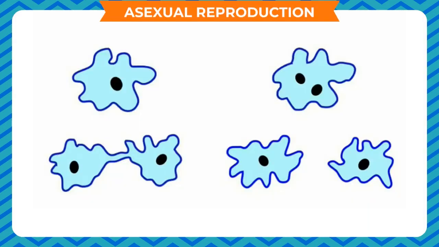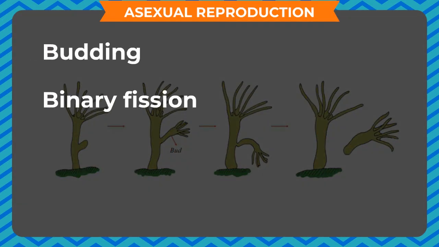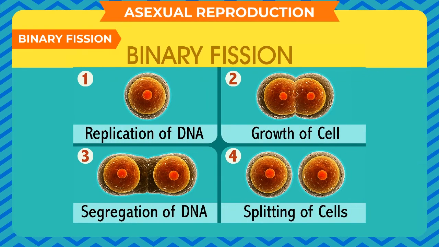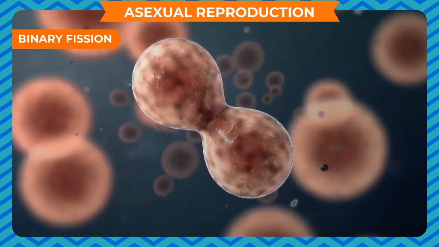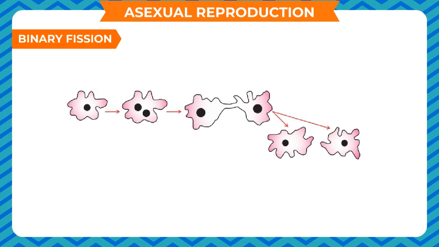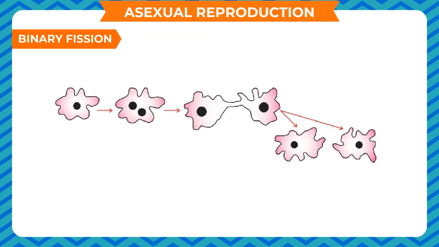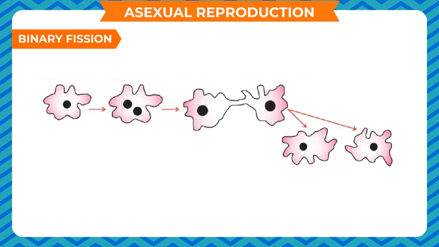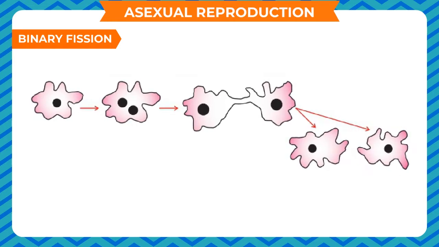Asexual reproduction. In asexual reproduction, only one parent is involved. Asexual reproduction can take place through budding, binary fission, spore formation, or fragmentation. Binary fission. When one mature unicellular organism splits into two daughter individuals, the process is called binary fission. The parent nucleus divides into two nuclei. Then the cytoplasm divides into two parts, each containing a nucleus. A constriction develops in the body, which deepens to form two daughter individuals.